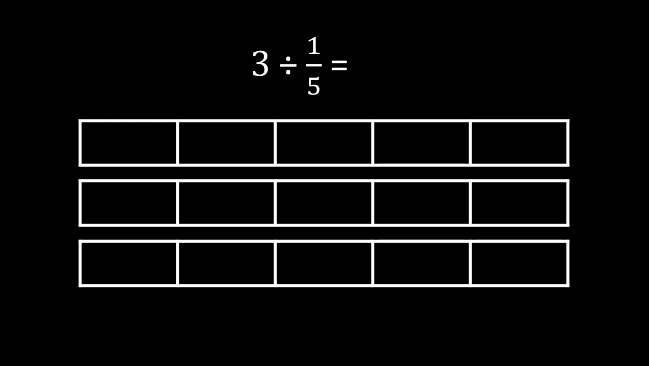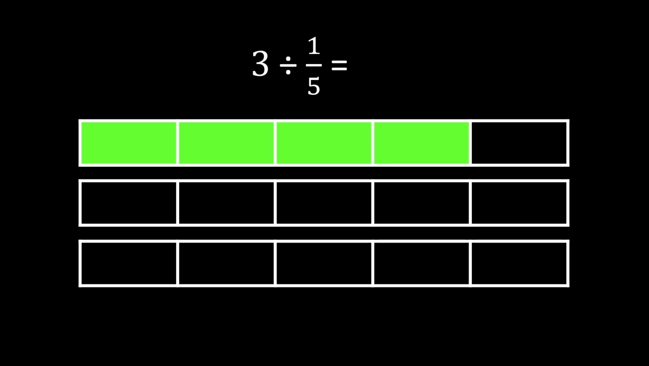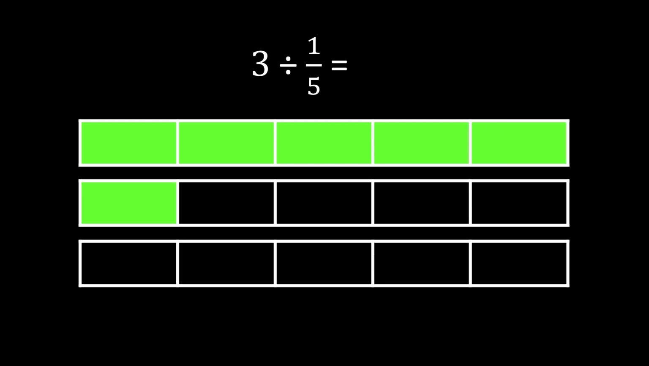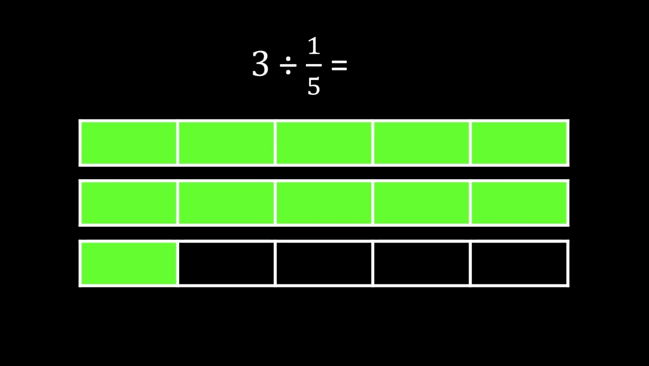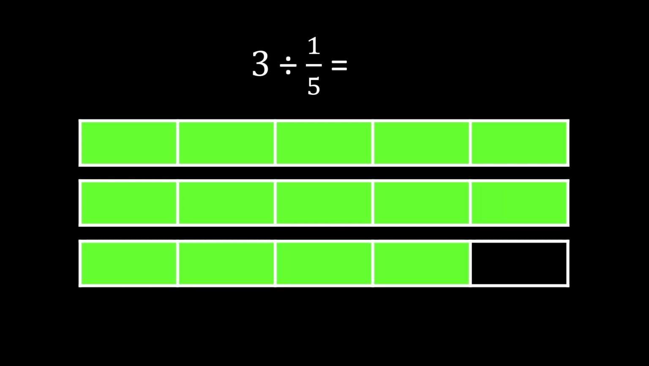Now that I have all 3 wholes divided into fifths, the number of equal parts I made is my quotient. I made 1, 2, 3, 4, 5 equal parts. The next whole gives me 5 more, which makes 10. And the third whole gives me 5 more, making a total of 15 equal parts. 3 divided by 1/5 equals 15.